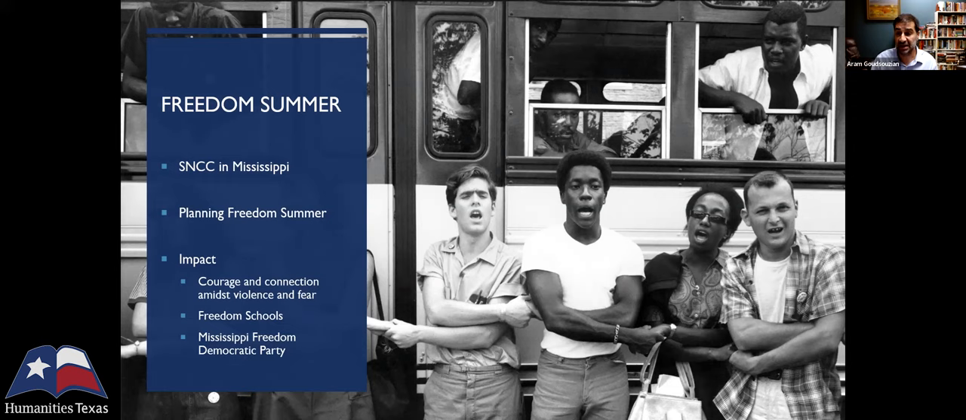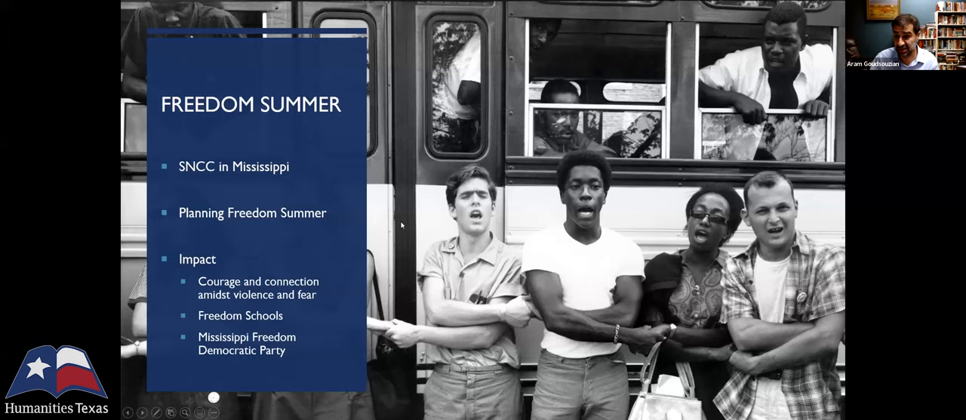The all-white Democratic Party continues to refuse to let them register to vote. So they form their own branch of the Democratic Party. And the idea is that they hold their own elections, they elect their own delegates, and they go to the 64 convention, the Democratic National Convention, with the intention of being a part of the Democratic Party in that frame.